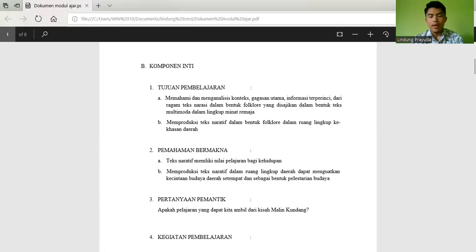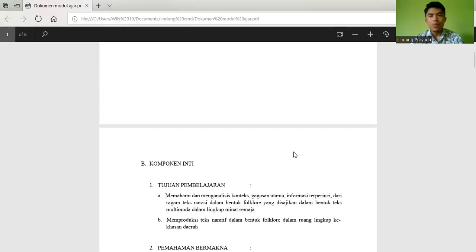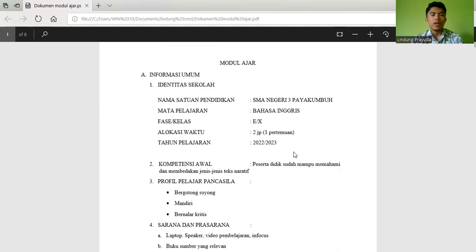Okay, let's start with the general information, where the school identity and education unit is SMA Negeri 3 Payakumbuh, with the subject English. And in this teaching module, I try to create a module for 10th grade students, Fase A, with the time allocation of one meeting.